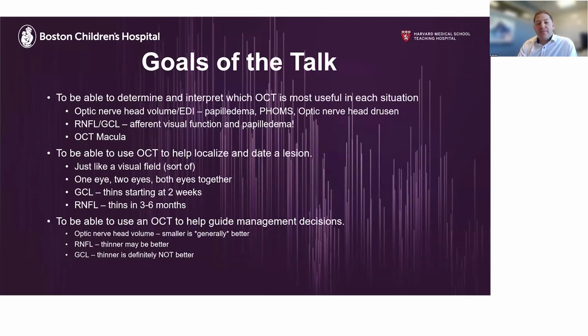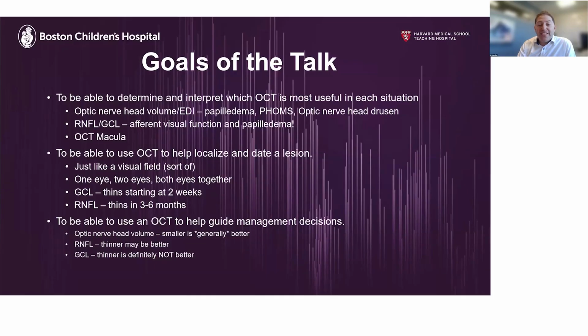So the goals of my talk. I hope that you'll be able to determine and interpret which OCT is most useful in each situation. Optic nerve head volume and EDI-OCT are very useful for PHOMS and optic nerve head drusen. They can be useful for papilledema if it's so much papilledema and you want to have a number to track. RNFL and GCL give you more function, so afferent visual function, and then some structure with the RNFL and papilledema. And then OCT macula, because sometimes there's subretinal fluid, sometimes there's a retinal artery occlusion. So you always have to be thinking beyond just what your specialty is.